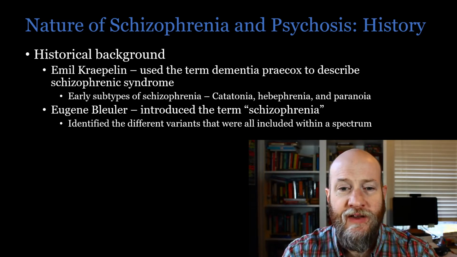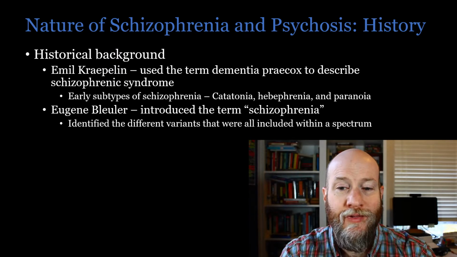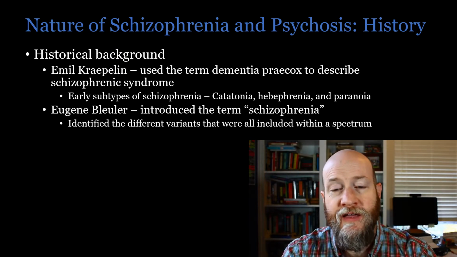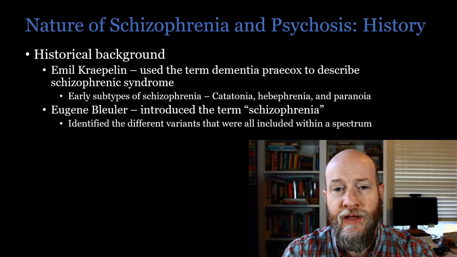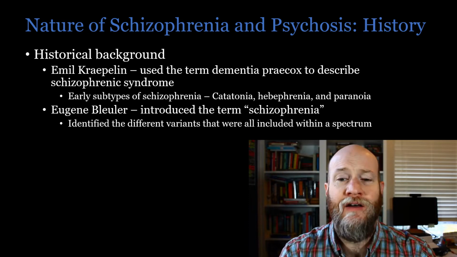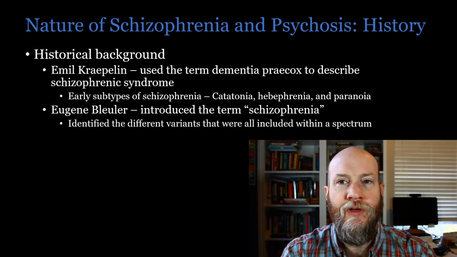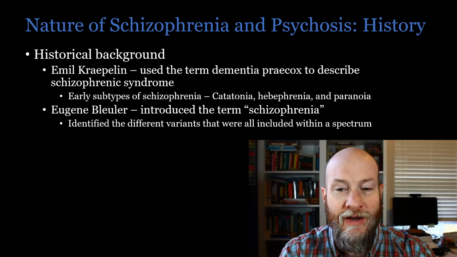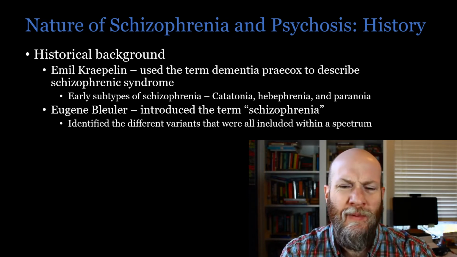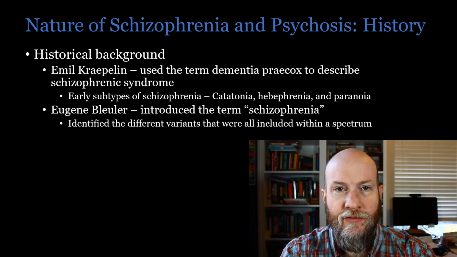He also identified different variants that were all included within a spectrum. So even in these early phases of our understanding of schizophrenia, we already have the idea of it being along a continuum with varying degrees of severity that impair people's functioning. And we'll talk a little bit about some of the other psychotic disorders that can capture these less severe versions of what we might think of as full-blown schizophrenia.